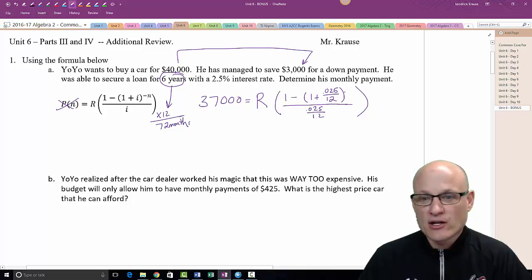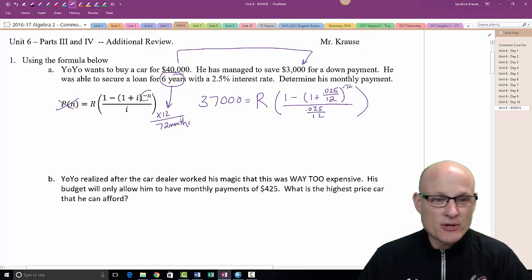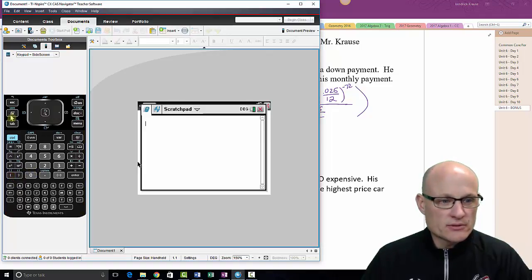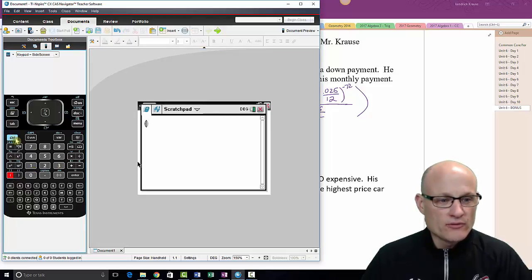So I come over to my calculator. I said, okay, calculator, put in negative 72. Why negative? Because the formula says negative. All right, so come over to the calculator. Put this in. Oh, I got to go to calculator.